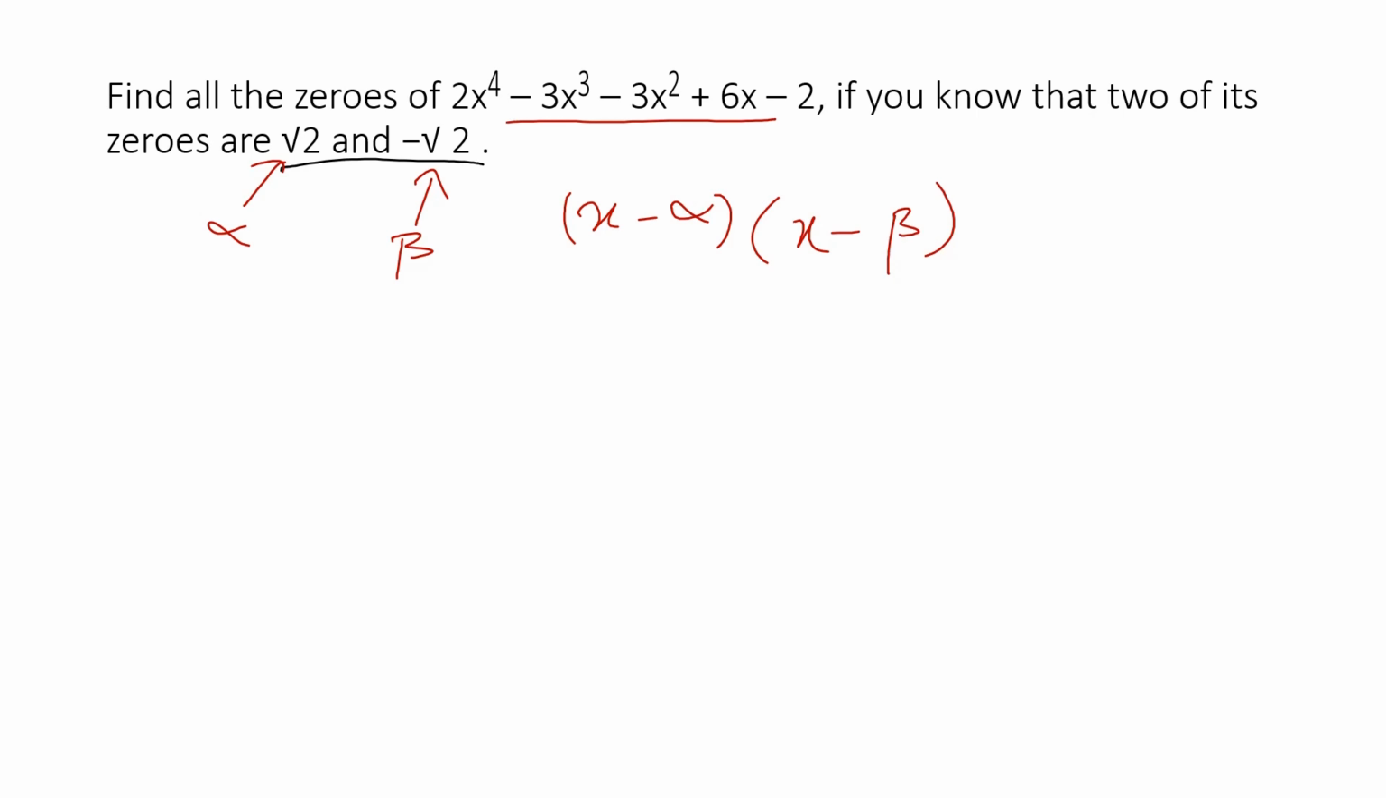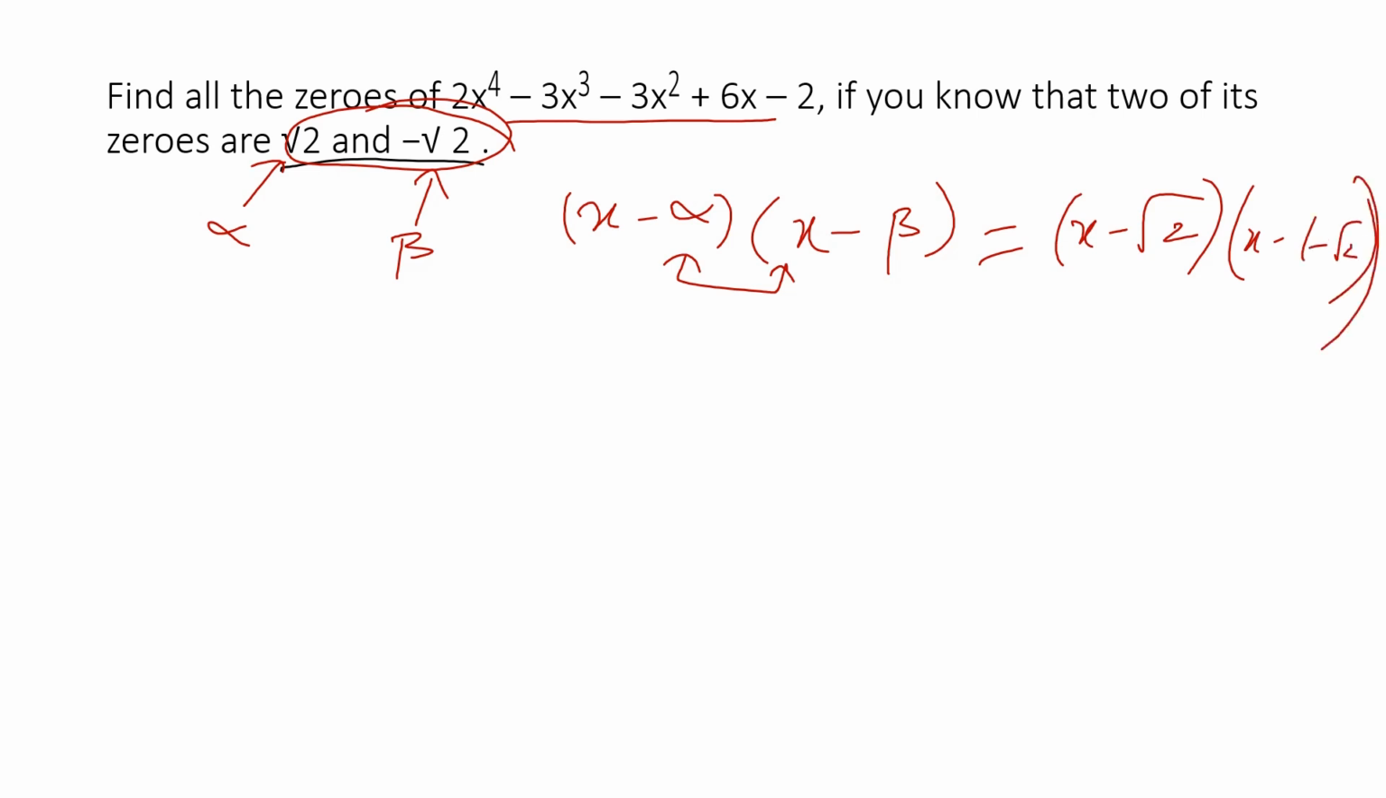So here also, to find the factor of this polynomial, you just have the dividend, you don't know the divisor. So to get the divisor, utilize this information, and to find the divisor what you have to do is multiply those two, like x minus alpha multiplied by x minus beta. So here alpha is root 2 and beta is minus root 2. So this will become x minus root 2 into x plus root 2.